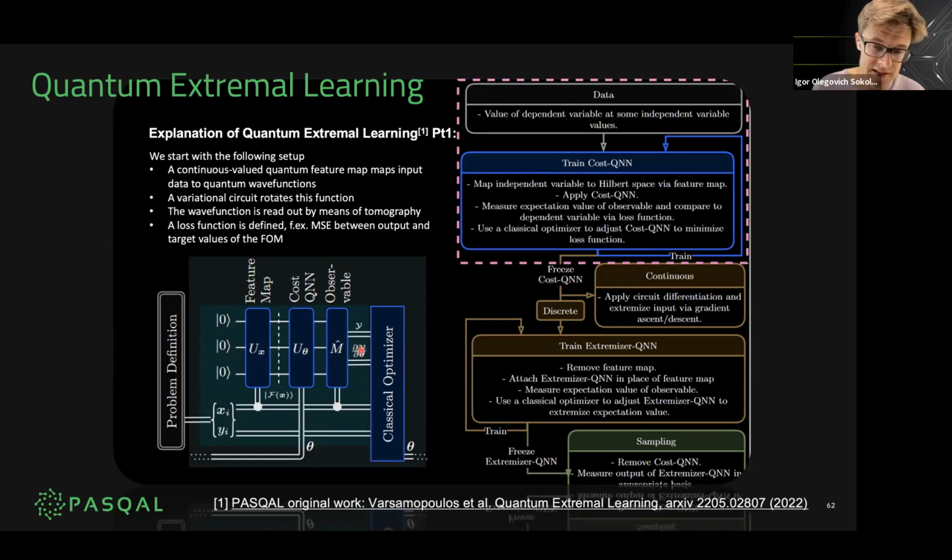So you compute derivatives, you can solve your DQC problem, but then you have to also extremize with respect to feature maps. So you can freeze one part, the cost QNN part, and you would change the feature map now so that you can improve over the inputs and find the right configuration for that parameter that you're trying to optimize for your problem.